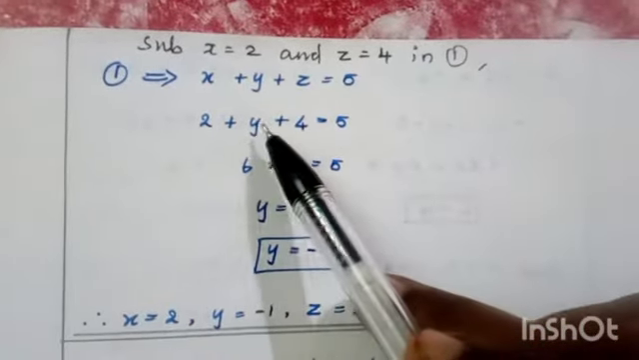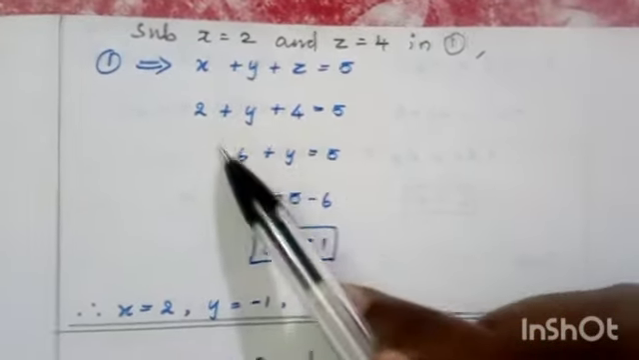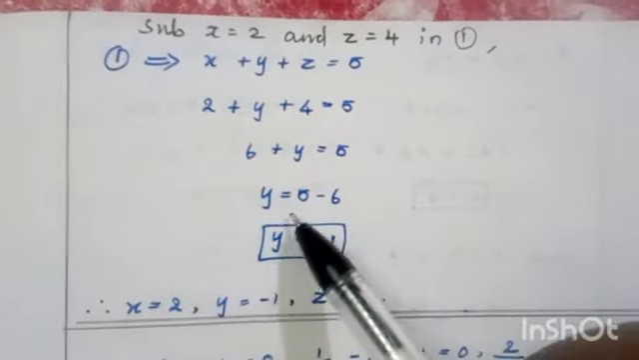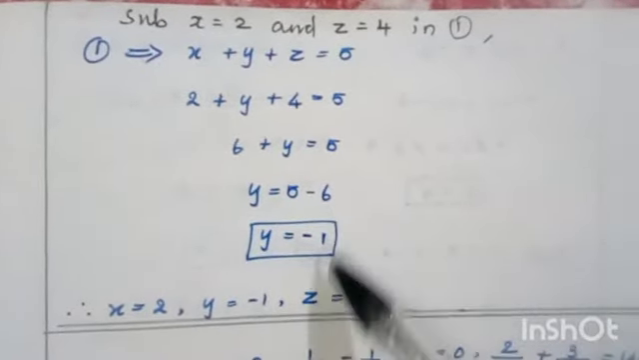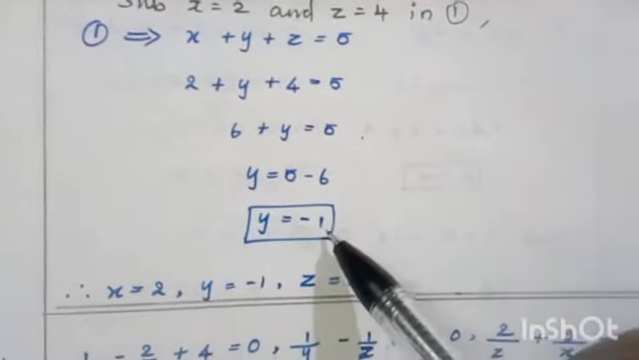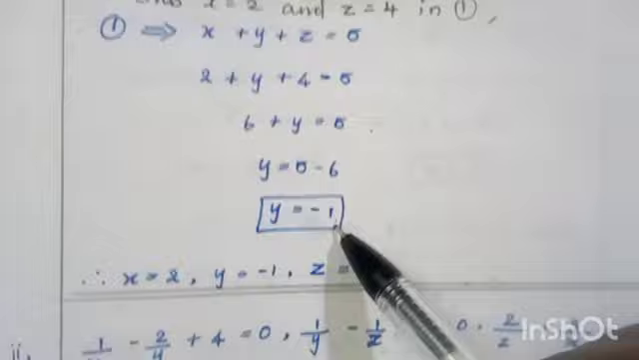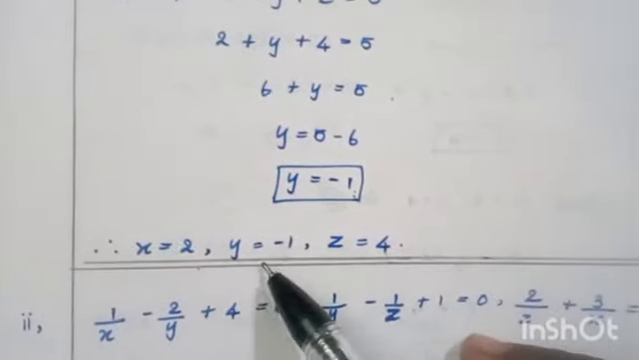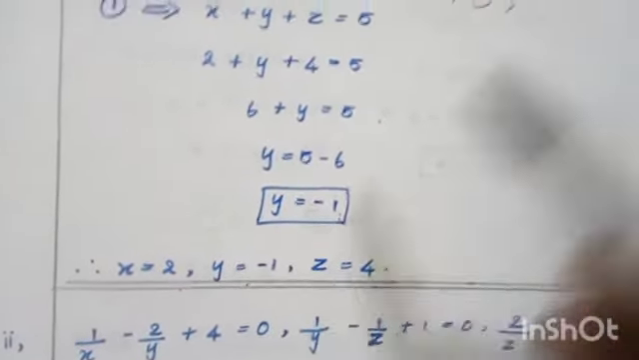So equation number 1 is x plus y plus z equal to 5. So x value 2 plus z value 4, so 6 plus y equal to 5. So y equal to 5 minus 6 is equal to minus 1. This plus 6 transposes here, it becomes a minus. So 5 minus 6 is minus 1. So x is equal to 2, y equal to minus 1, z equal to 4.